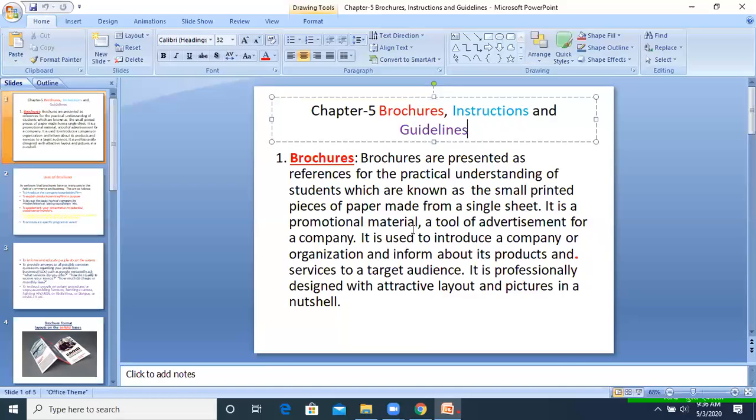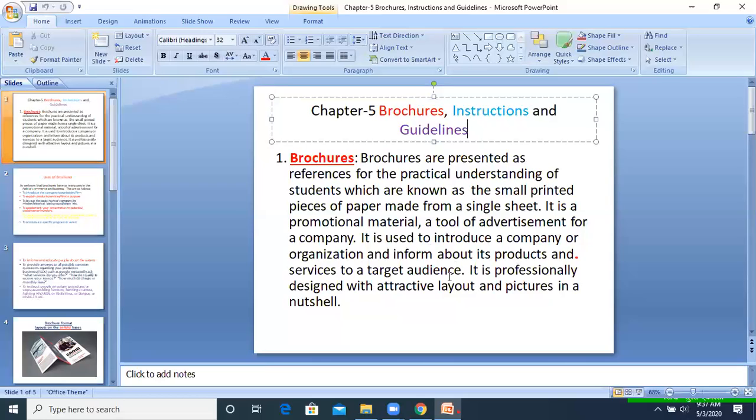It supports any company, organization, firm or institution to go ahead. That's why it is known as a promotional material or tool of advertisement. Especially, a brochure is used with the interest of advertising something, either goods or services, for a company. It is used to introduce a company or organization and inform about its product and services to a target audience.